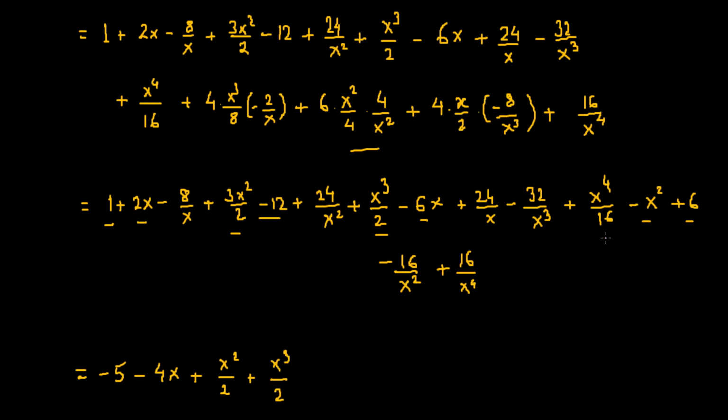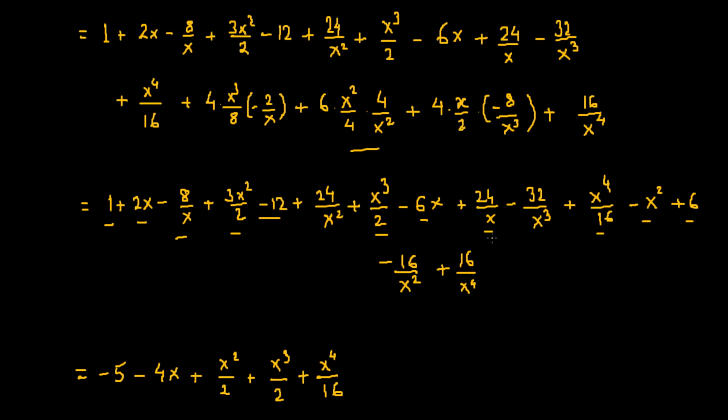Then x raised to the power of 4. So that's also a single term. So this is x raised to the power of 4 over 16. We mark it. Any x to the power 5 term? No. Then we come back to over x. So negative 8 over x.